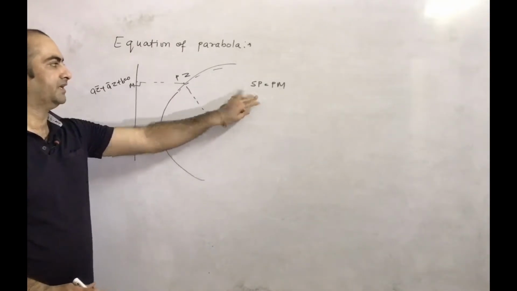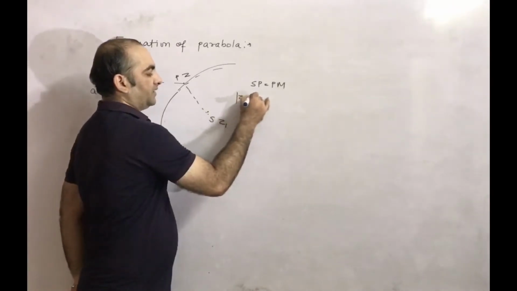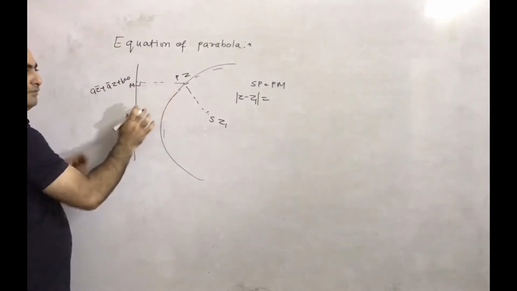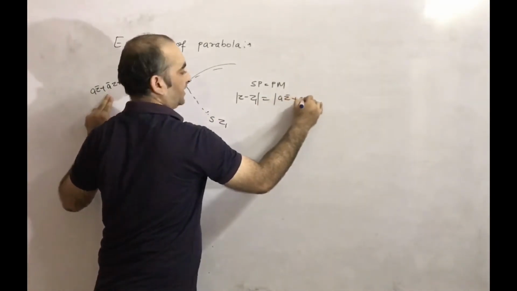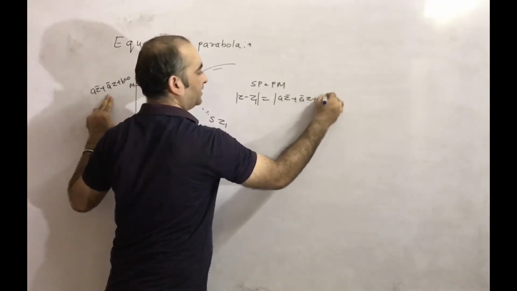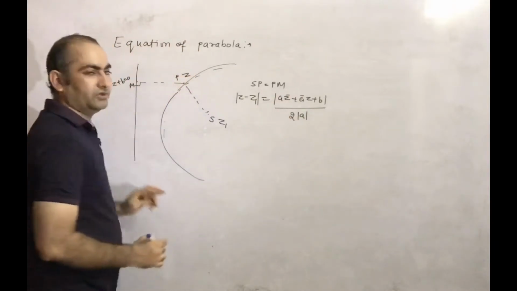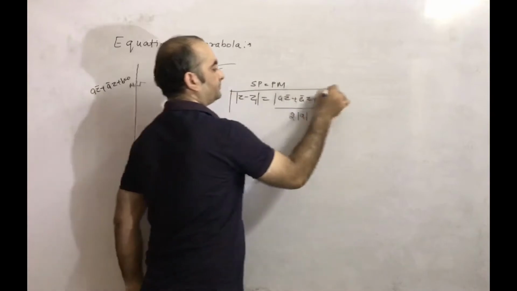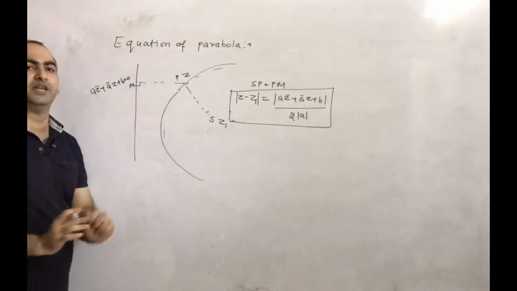What is SP? SP is the distance between these two points, so this is modulus of z minus z1 equal to PM. What is this distance? If you put z here, what will come? Modulus of a z bar plus a bar z plus b, divided by 2 times modulus of a. This is your distance PM. And this is nothing but your locus of z, and the locus of z is a parabola. So this is your parabola equation.